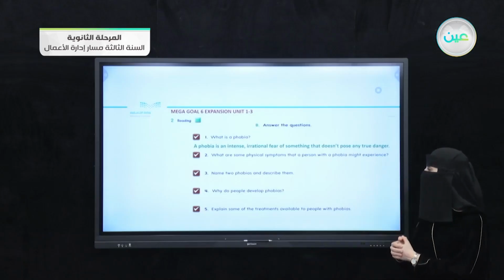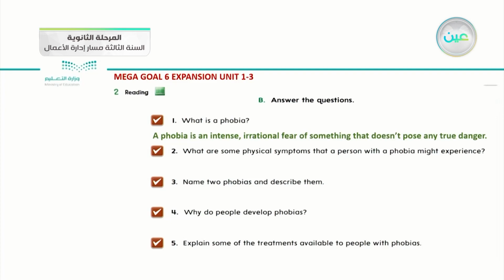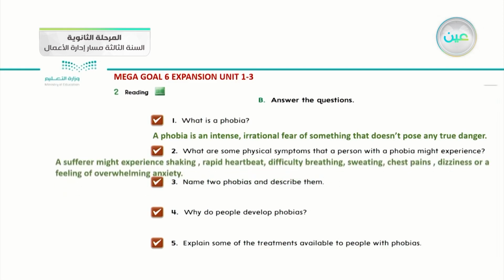Number two, what are some physical symptoms that a person with a phobia might experience? Which means, what do you feel inside your body if you have a phobia? Do you have a high heartbeat? Do you sweat? Look at the answer for this question. A sufferer might experience shaking, rapid heartbeat, and difficulty breathing, maybe sweating, maybe chest pains, maybe dizziness, or feeling overwhelming anxiety.